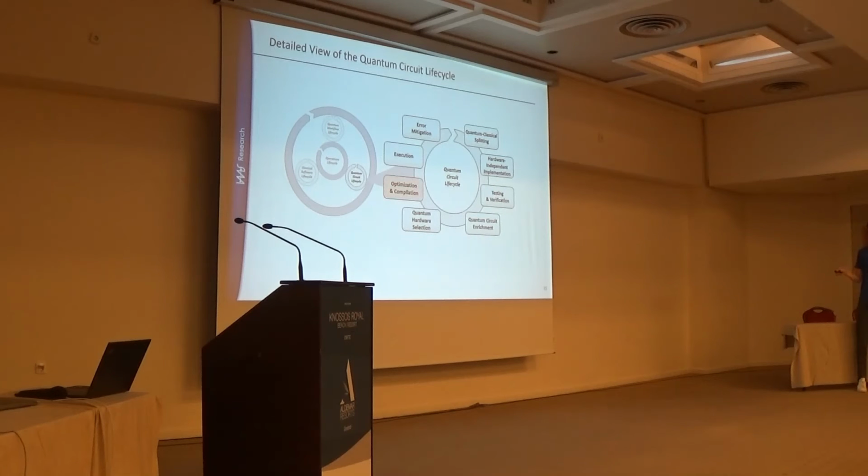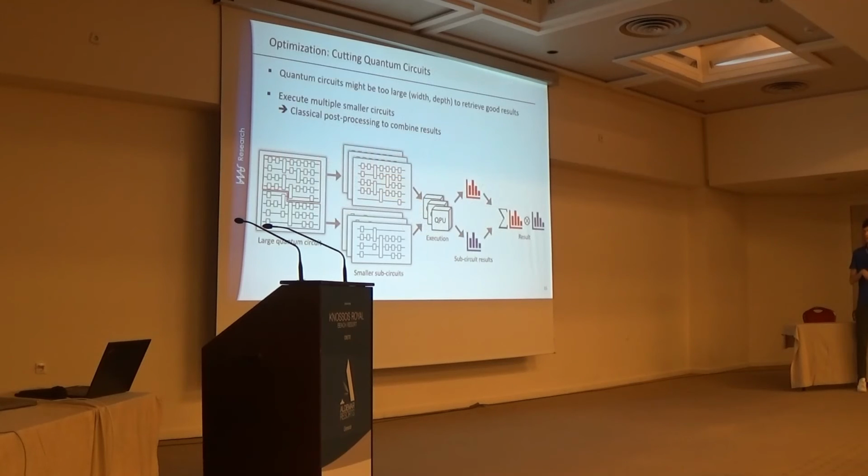But I would like to zoom into the next phase again, which is the optimization and compilation. One problem that we often have today is that we cannot execute the required quantum circuits because their size is too high, which means they require too many qubits, or the depth is too high, leading to high error rates and faulty results. One possibility to solve this is circuit cutting, where the main idea is to execute multiple smaller circuits instead of one large one, which could lead to better results in the end.